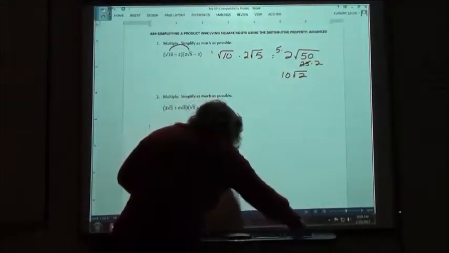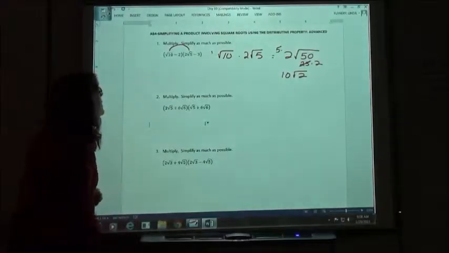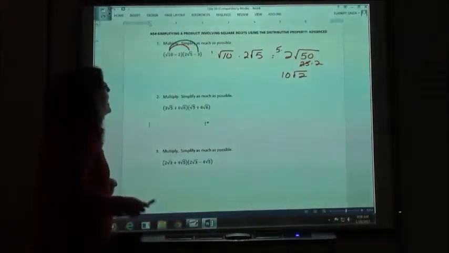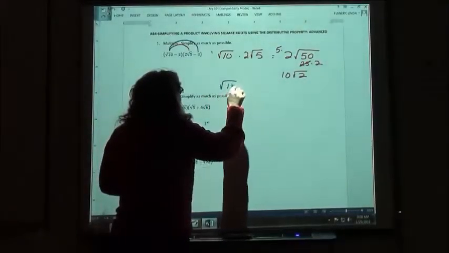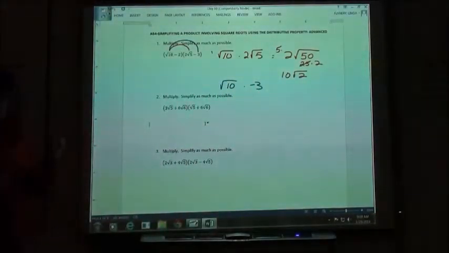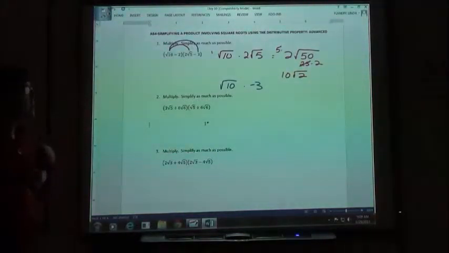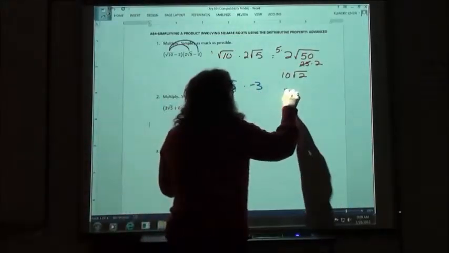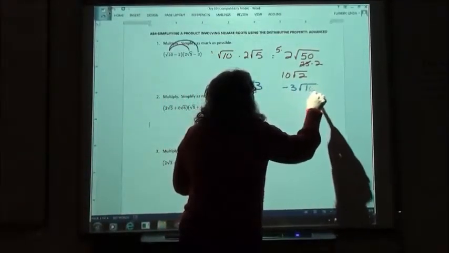I'm going to switch colors here because now we're going to do the next one. We're going to do square root of 10 times the outside, which is negative 3. Square root of 10 times a negative 3. We think of it like we do when we take negative 3 times an x. We just put the number in front of that square root, since this is under a square root and this is not, so we get negative 3 square root of 10.